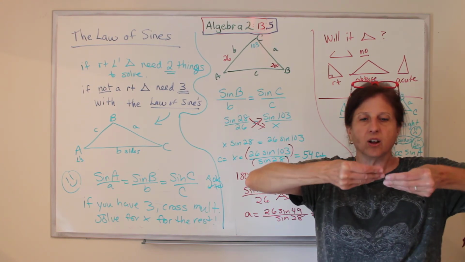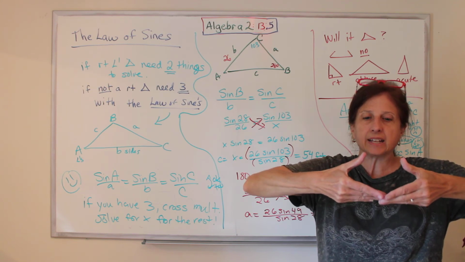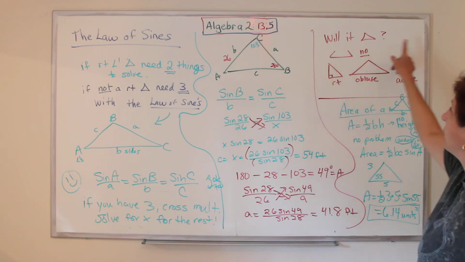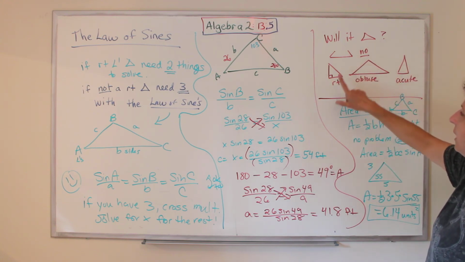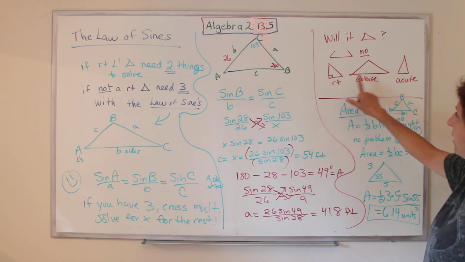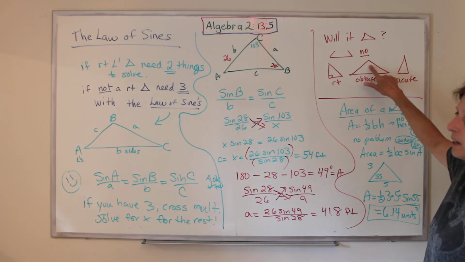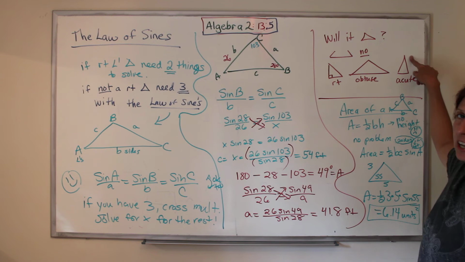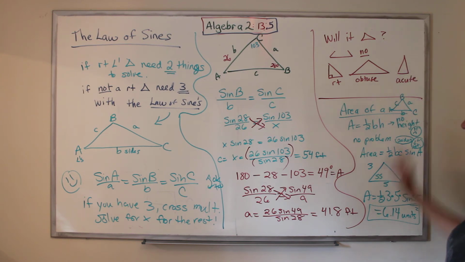It would not triangle. The two legs have to be longer added together than the hypotenuse for it to triangle. So will it triangle? No. This one, yes, it triangles. It's right. That one's obtuse because the angle is more than 90 degrees. This one is acute because it's less than 90 degrees.